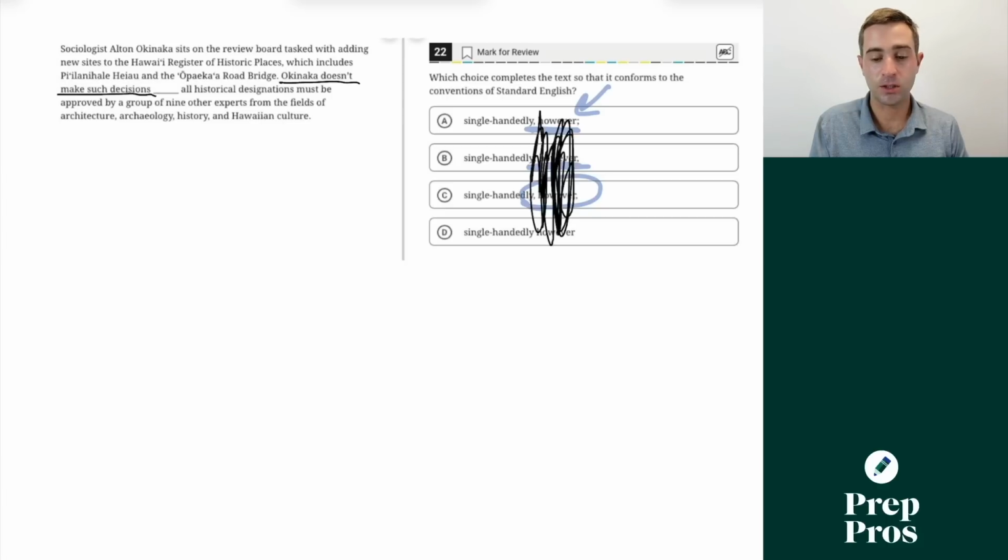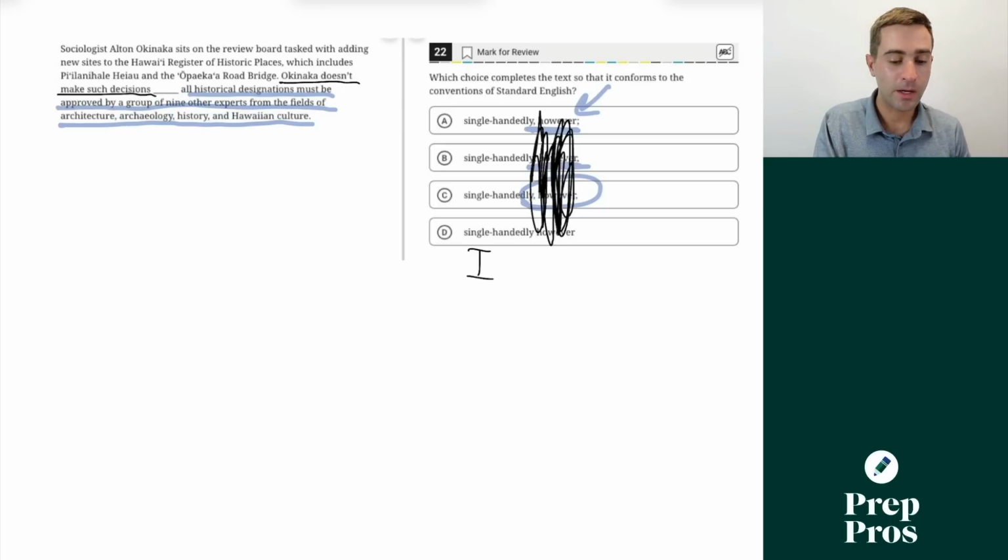Okanaka doesn't make such decisions single-handedly. This is going to give us an independent clause. Now we're going to ignore that, however, to start with, and we're going to look at what's coming after. All historical designations must be approved by a group of 9 other experts from the fields of architecture, archaeology, history, and Hawaiian culture. Well, we have another independent clause.